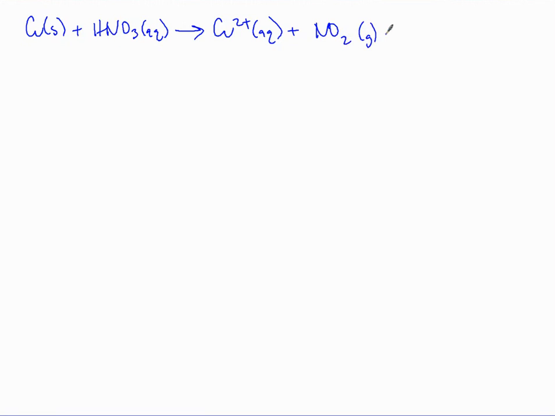So let's look at another one. This is the actual one from the front page. So we have solid copper plus nitric acid yields copper ions, 2 plus, NO2 plus water.